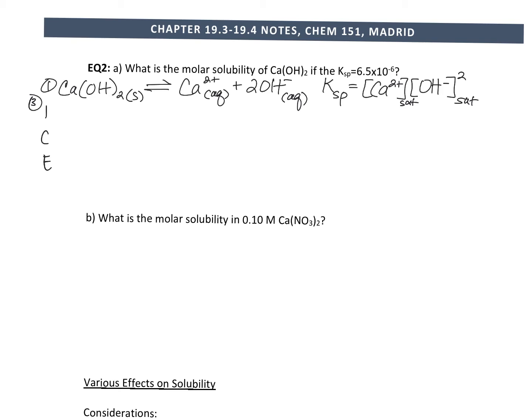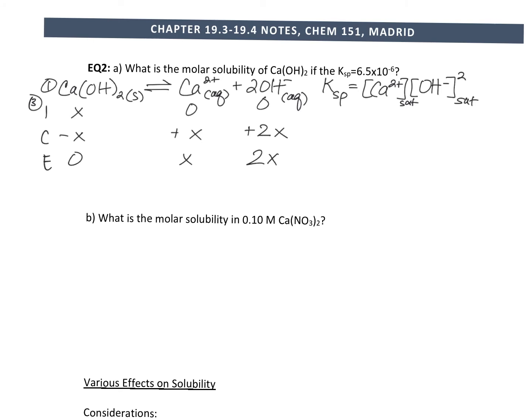Great, then we set up our ice table. This is our third step. So what we're representing for solubility is just x, 0 and 0, minus x, plus x, and plus 2x. So remember that 2 right here. And then at equilibrium, we have 0, x, and 2x.